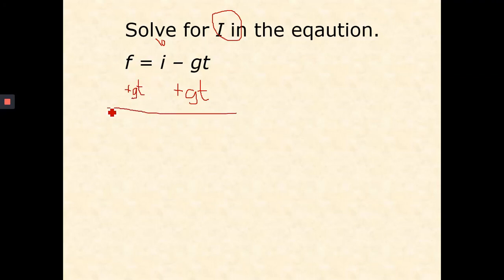So you now have here F plus gt, okay, is equal to I. Negative gt plus gt, that will be 0. Therefore, F plus gt is equal to I, or I equals F plus gt.